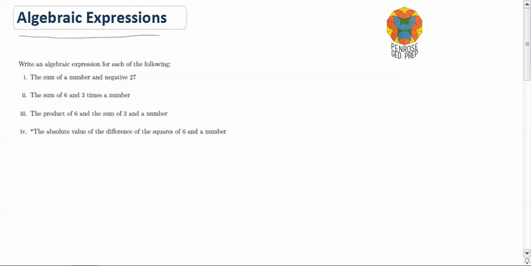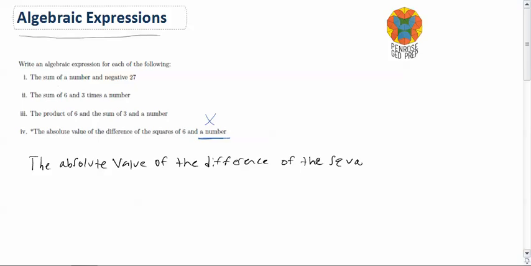So, first of all, let's find our variable. The absolute value of the difference of the squares of 6 and a number. There it is. There's our unknown number. And just like before, we're going to name it x. So now what we have is the absolute value of the difference of the squares of 6 and there's x. Okay, so let's continue with this.